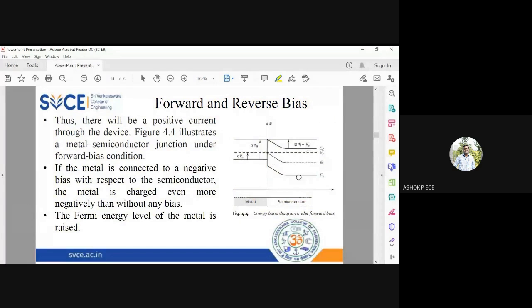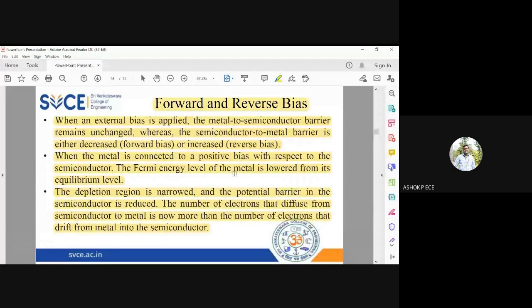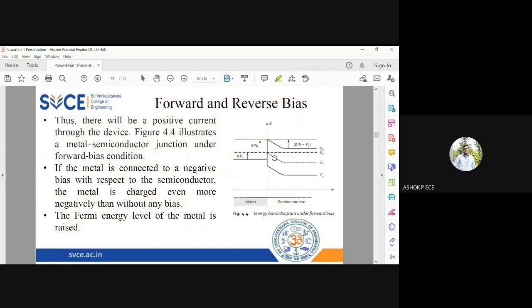So under forward bias, what you do? The metal region is given a more positive bias compared to the semiconductor region. So if you connect 5 volt to the metal side, you'll be connecting 3 volt to the semiconductor side. So here there is no strictly positive and negative. The condition is that the metal is more positive compared to the semiconductor. That's it.